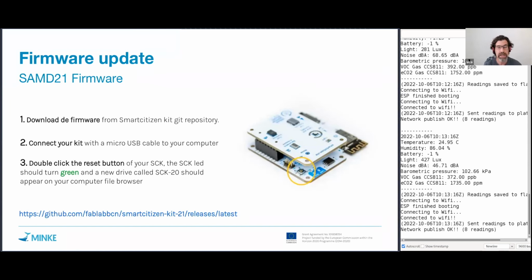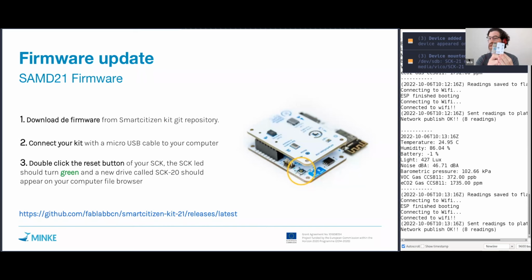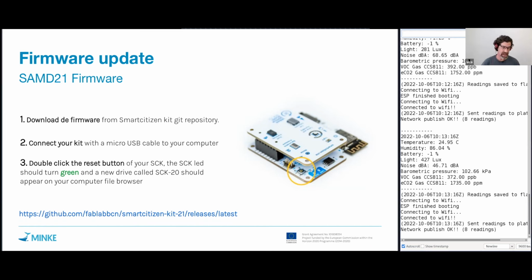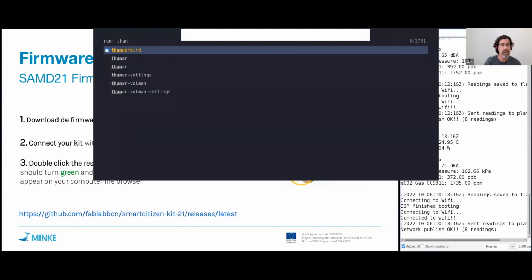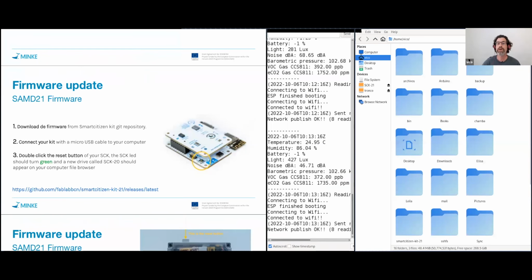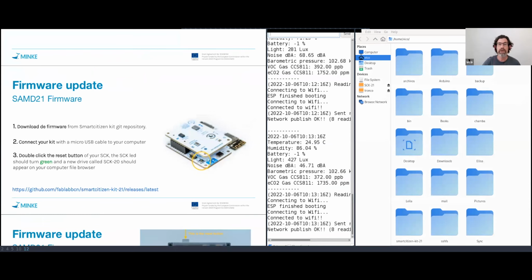So for the update, you just have to click the reset button twice. Okay. So if I click the reset button twice, you will see that the LED on the kit turns green. And on my computer, a new device appeared. This device shows up like a pen drive, like a USB drive, where I can just drag a file and upload it. I'm going to open a file browser. You will see it here.